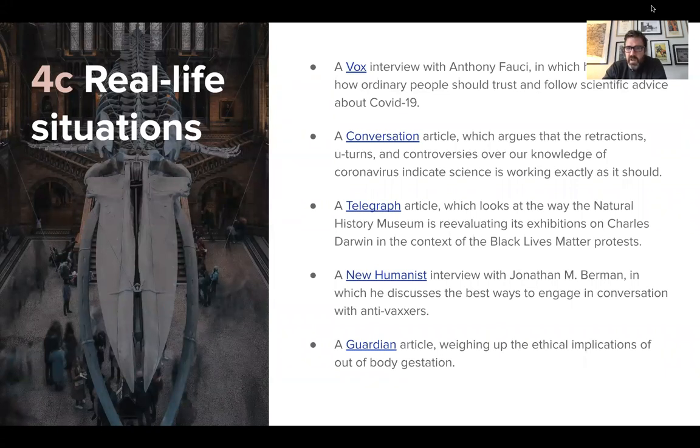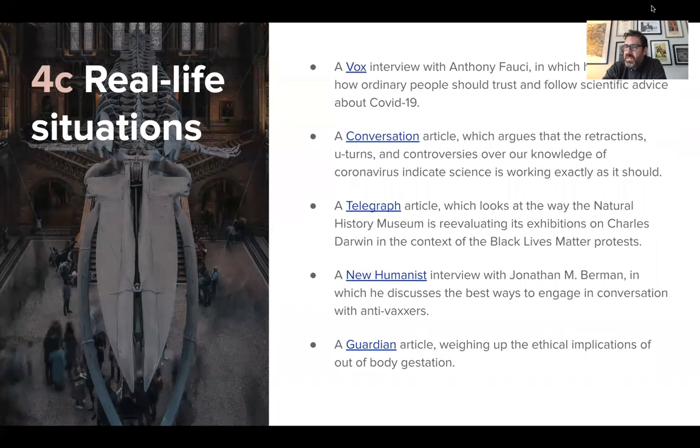The third article, the third real life situation, is what's happening at the moment in the Natural History Museum in London. A fantastic museum, an amazing place, but unfortunately one that is very much bound up with imperialism. Most of the exhibits were stolen from places around the world in the late 18th and 19th centuries.